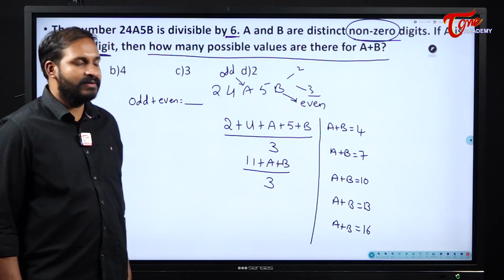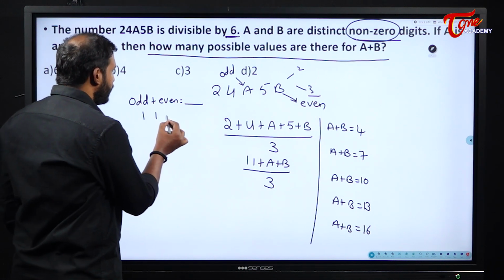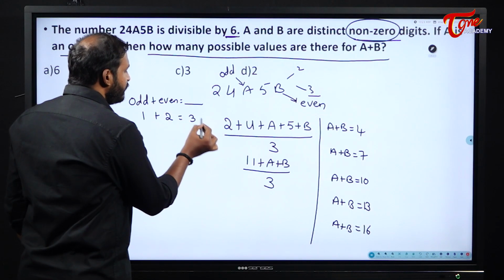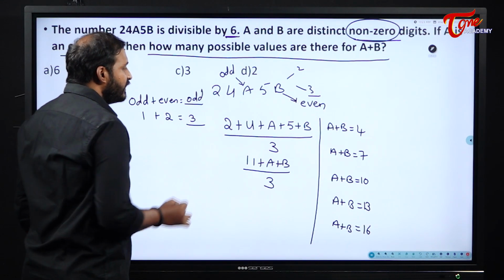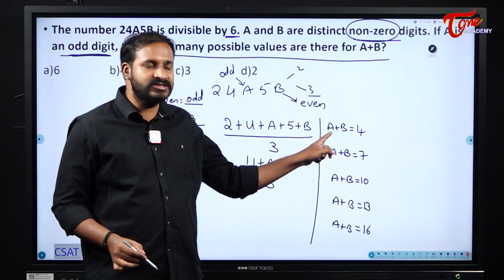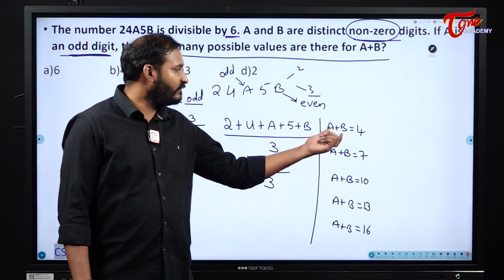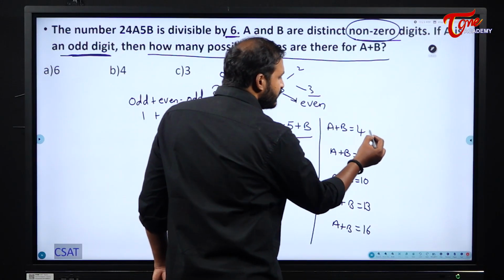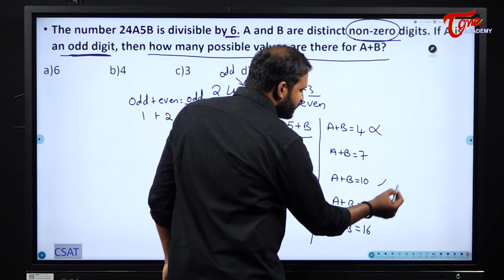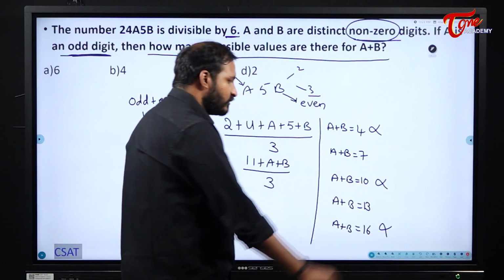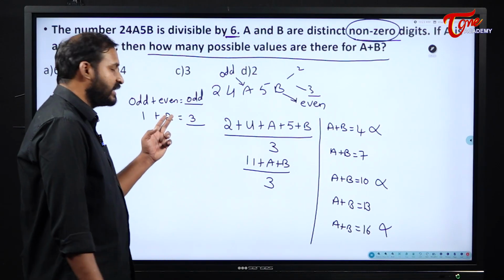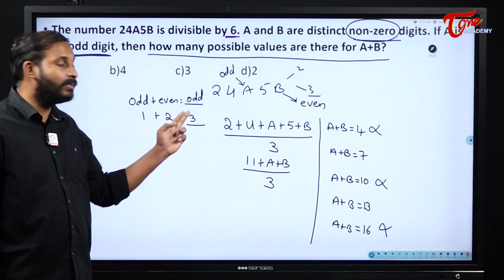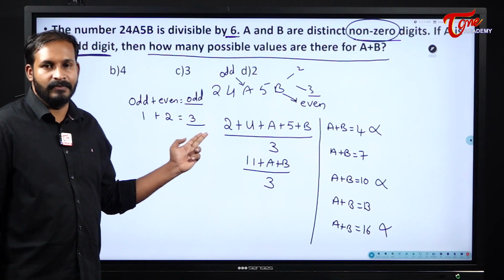When we add an odd number with an even number, take a simple example, 1 plus 2. What is it? 3. 3 is an odd number. So we already know that A is odd and B is even. That means the sum of these two should become an odd number. Because of that reason, A plus B = 4 is gone, A plus B = 10 is gone, A plus B = 16 is also gone. This is the reason: when we add an odd number with an even number, the output should be an odd number.